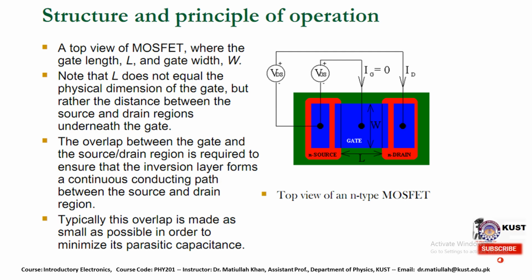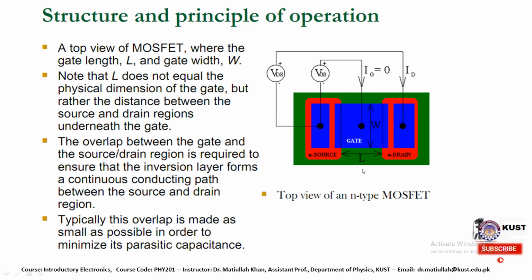We have the structure and principle of this metal oxide semiconductor field effect transistor. This is the top view of the n-type MOSFET. Here we have source and drain, and the gate is here, connected to the external potential difference, and the current and the polarity are also shown.